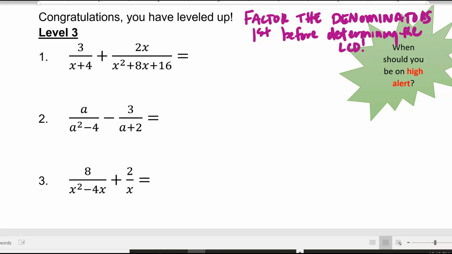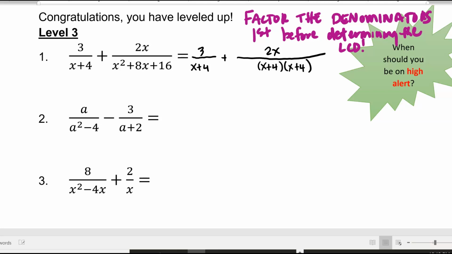So for example, number 1, we have x plus 4. Of course, we can't do anything to that, so I'm going to rewrite that one, 3 over x plus 4. But we can factor this trinomial here. So what are the factors of x squared plus 8x plus 16? Well, the factors are x plus 4 times another x plus 4.